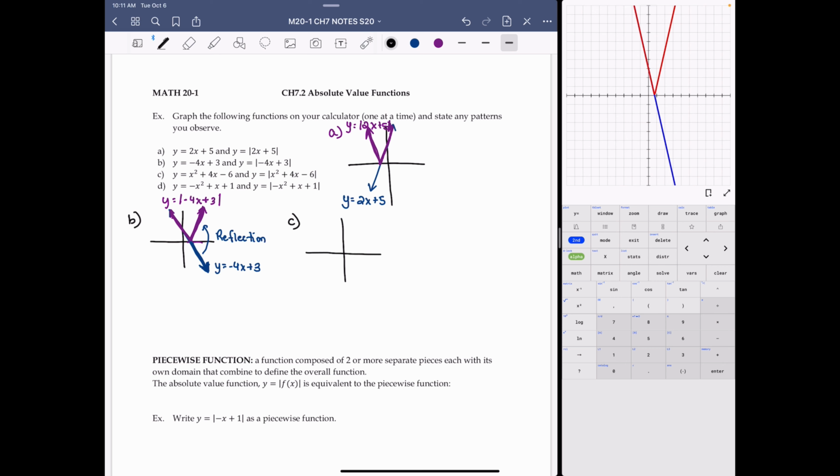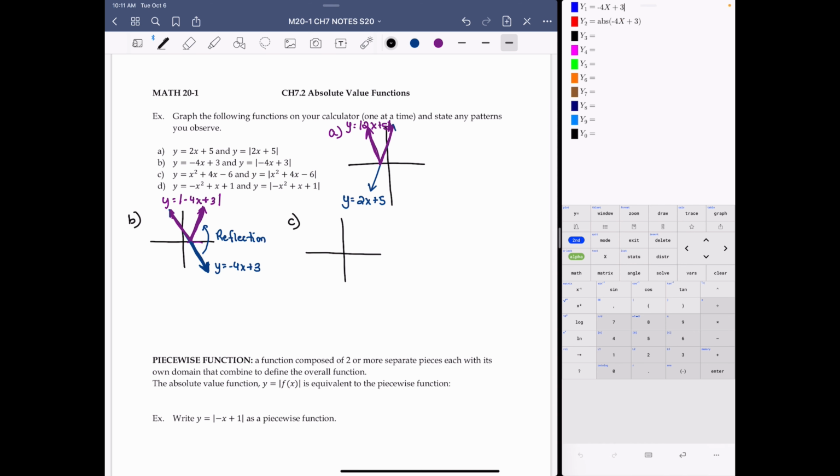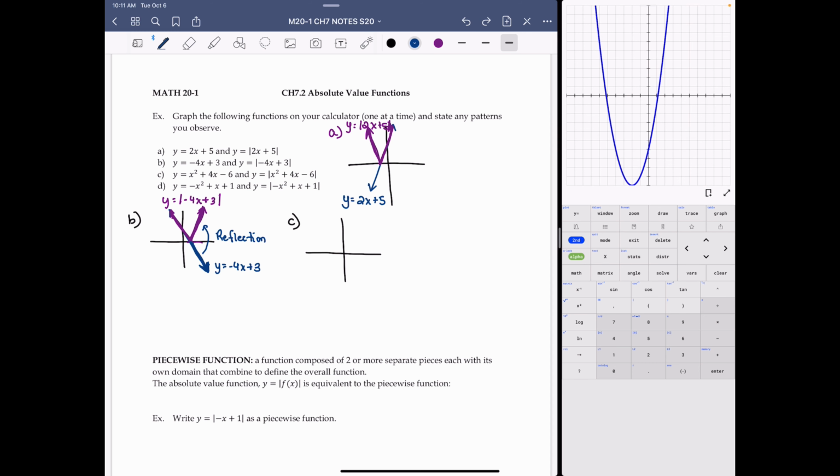Now we have a quadratic. Go back to y equals. Clear that, clear that. We have x squared plus 4x minus 6. Enter. And it looks something like this.